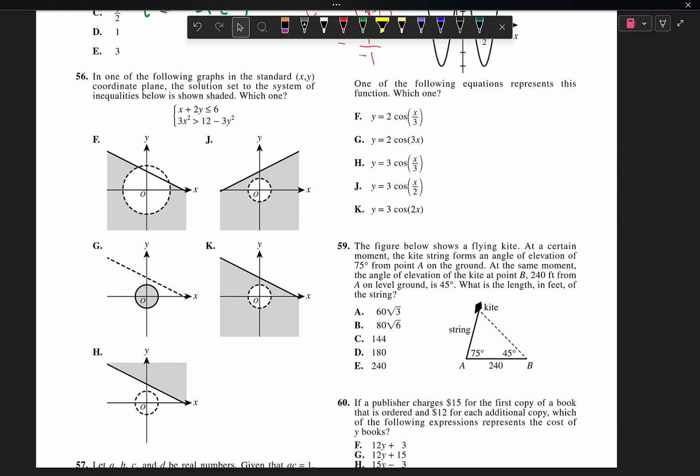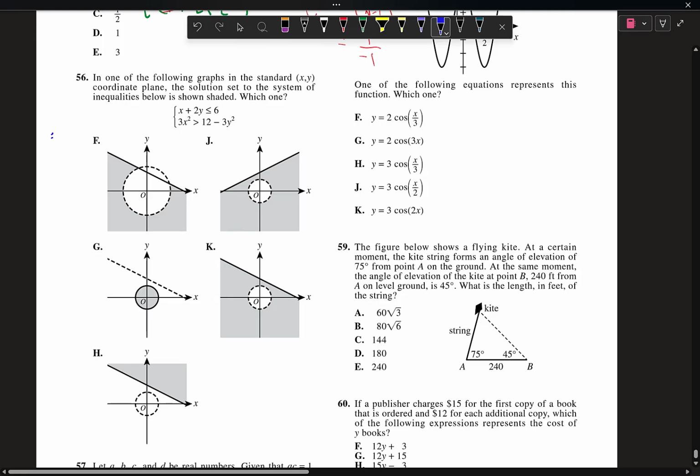All right, on 56. So a couple things that can help us. We've got a line. This top equation is a line, and the bottom equation is a circle. The line, because we have the or equal to symbol, that means the line has to be solid. So that means we can rule out G. The circle does not have the or equal to symbol, so that means the circle has to be dashed, which is the case in all of these.